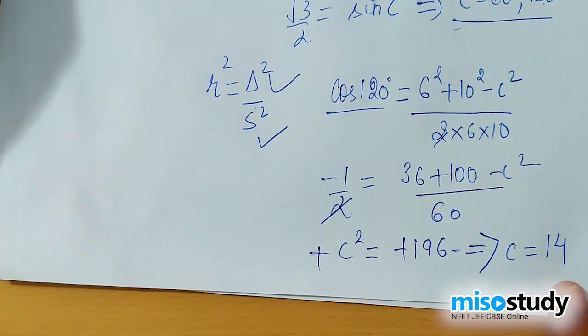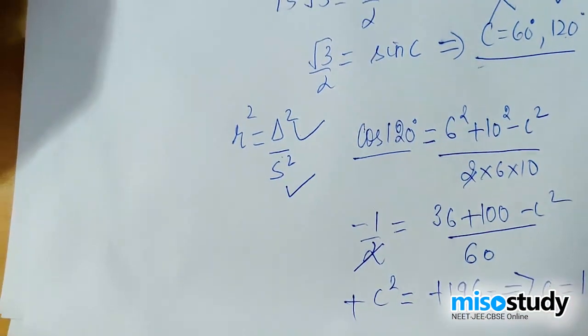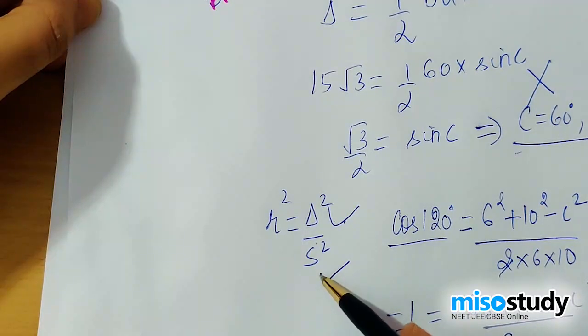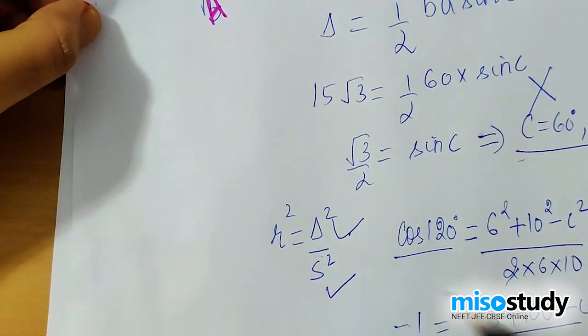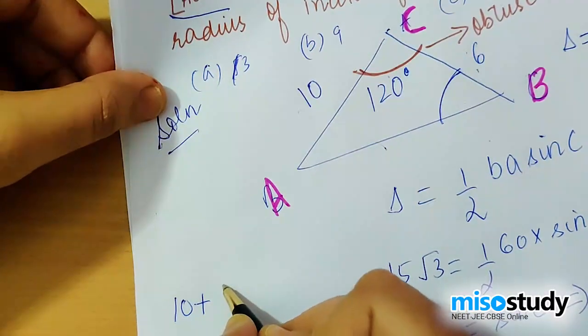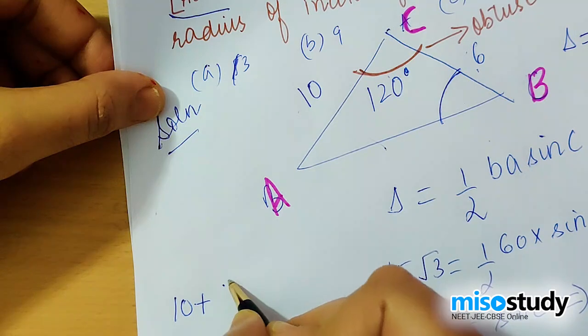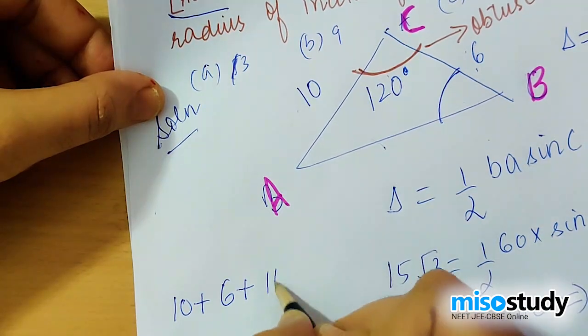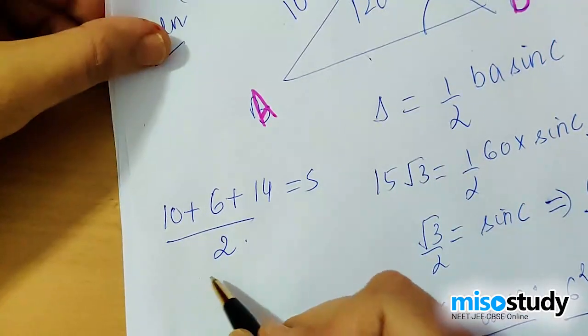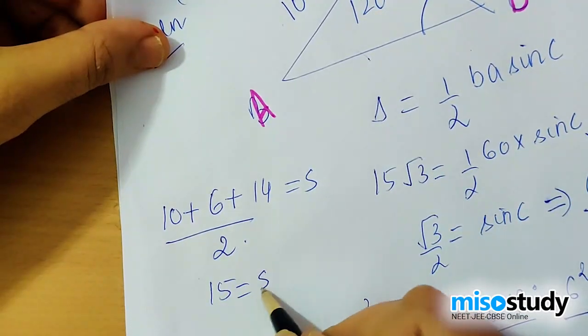So that gives me c is 14. Now that I have all the sides, and I have the area, I just need to find out s, and my job is done. Okay, I have a, b and c. So a is 10, b is 6 and c is 14, and my s would be (a plus b plus c) by 2, and that would be 15. So my s is 15.